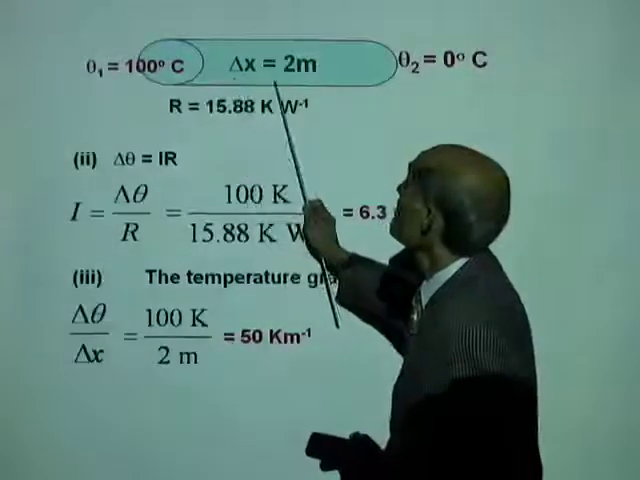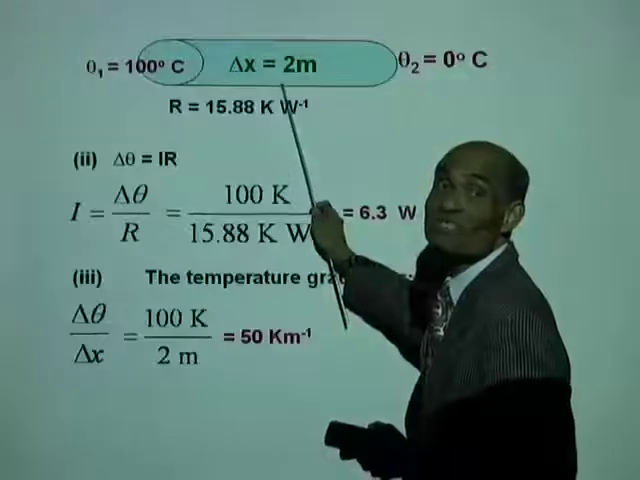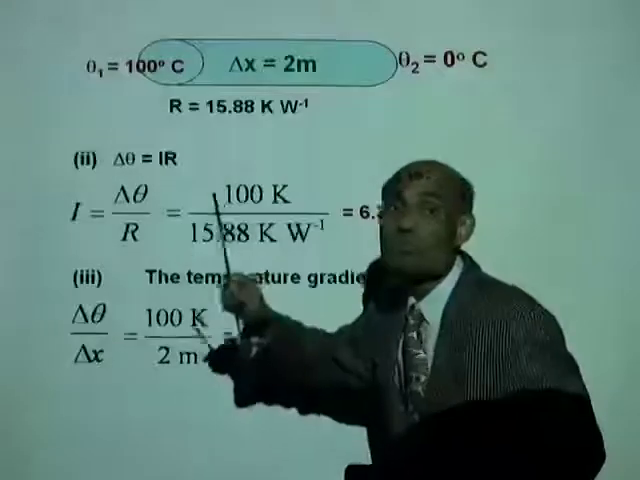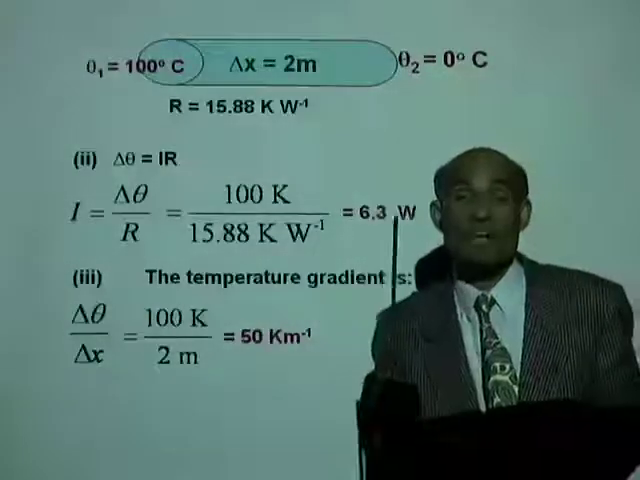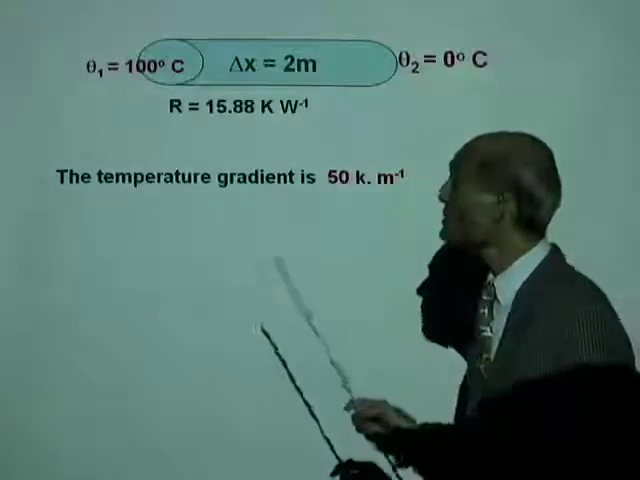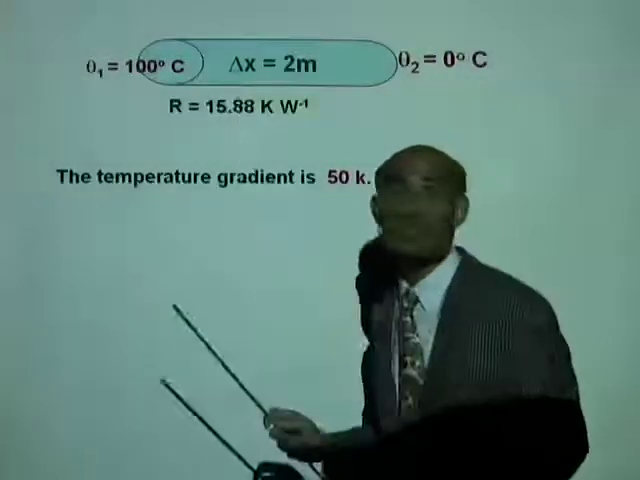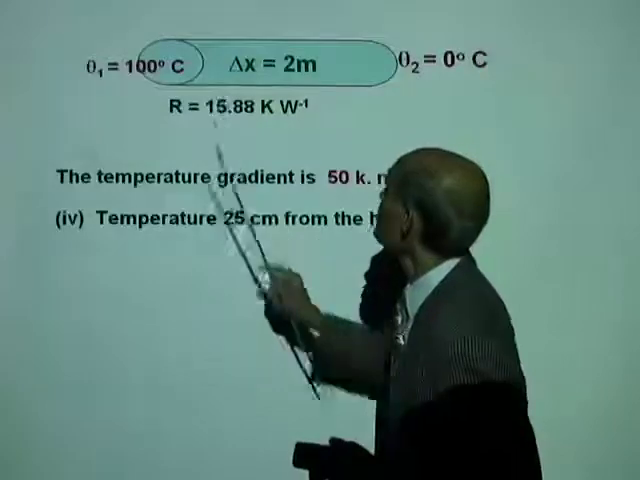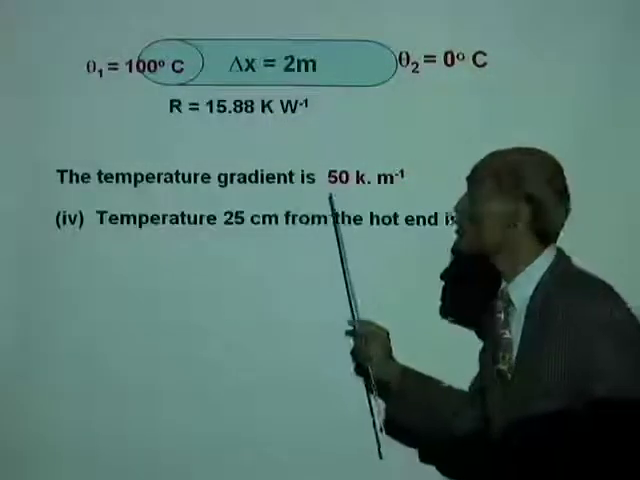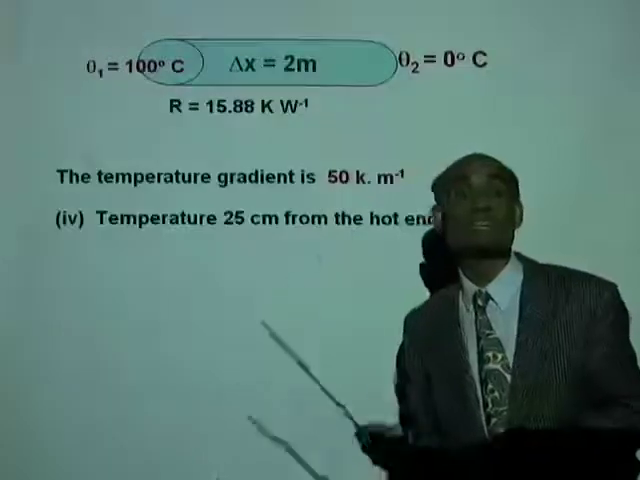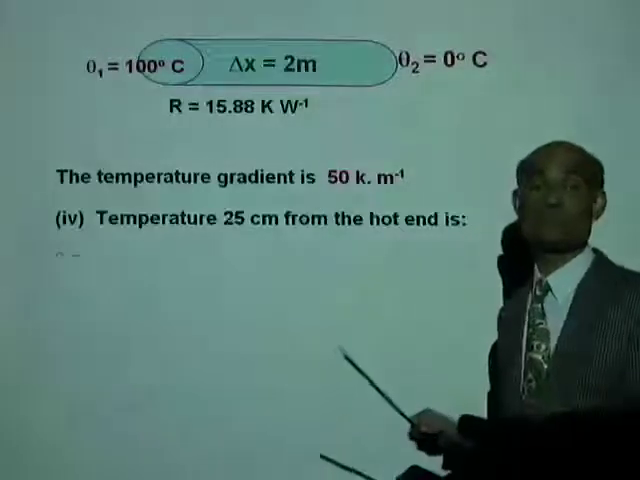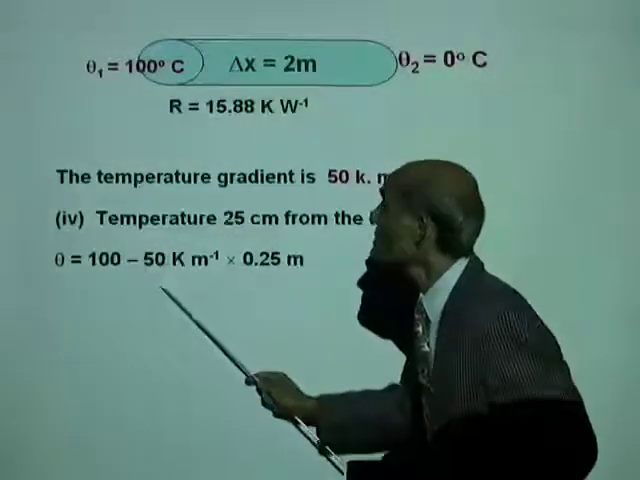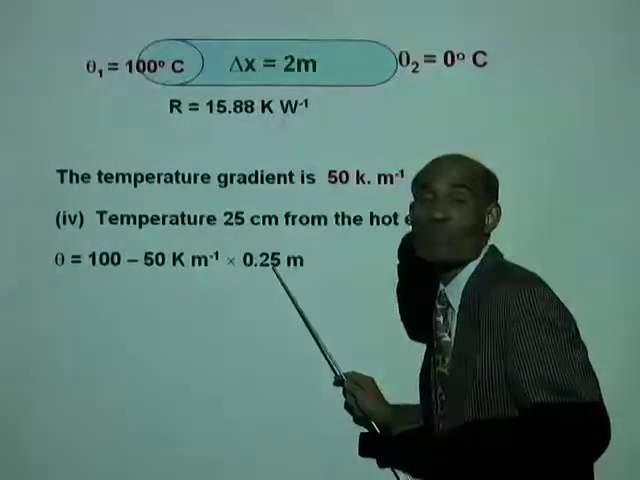So when it comes to 1 meter, the temperature will be 50 degrees Celsius. You see? There is a fall in temperature of 50 degrees per meter. We can use now that concept to find the next part. We want to find the temperature 25 centimeters from the hot end, knowing that the temperature gradient is 50 Kelvin per meter. Well, that will be 100 minus 50 Kelvin per meter multiplied by 0.25.